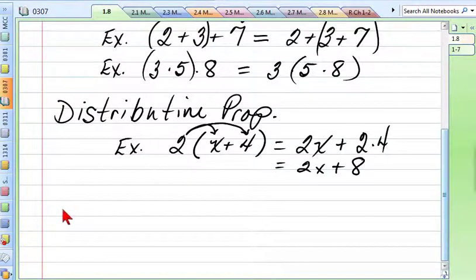Okay, there are 2 more properties that you might not be as familiar with. The first one is called the inverse property.